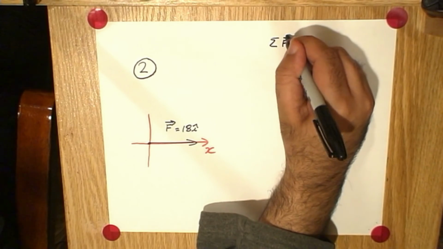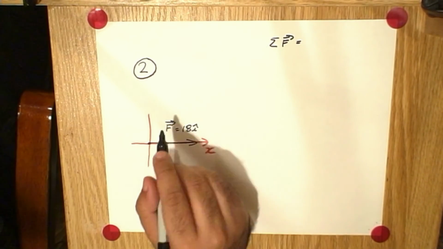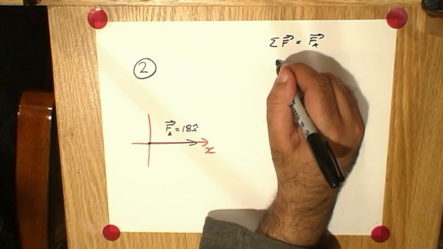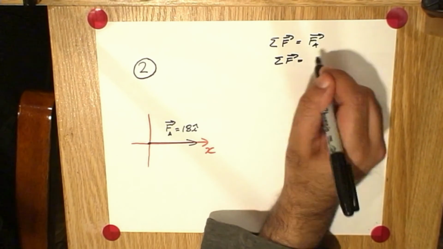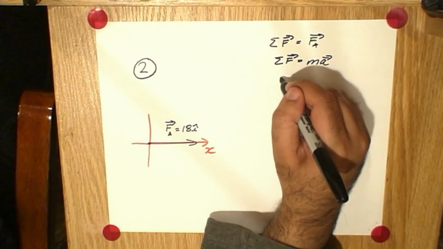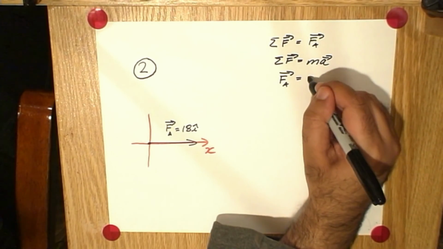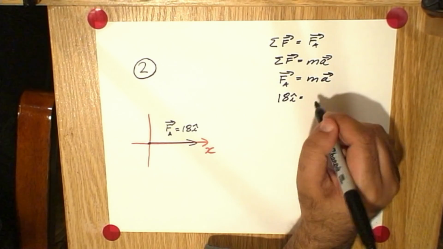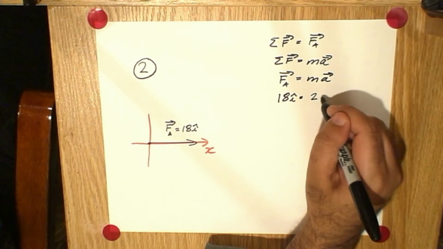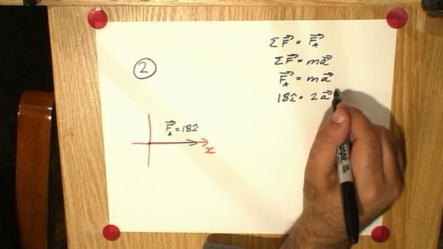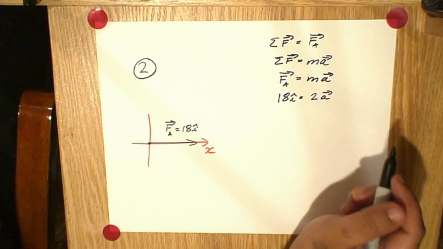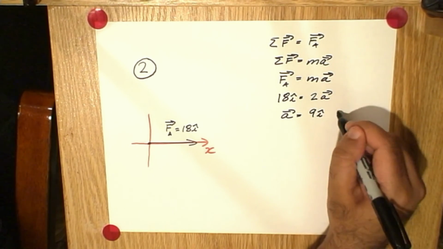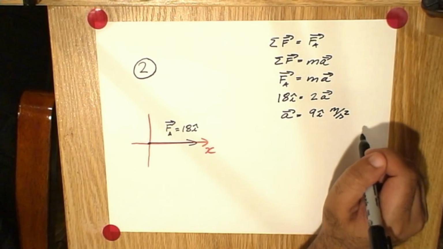The total force on this object is represented only by this applied force. So, since the total force is equal to mass times acceleration, that means that the applied force is equal to mass times acceleration. Applied force was 18 i-hat newtons. The mass was 2 kilograms. The acceleration is unknown, but it's easy to solve. Just divide both sides by 2. You get that the acceleration is equal to 9 i-hat meters per second squared.